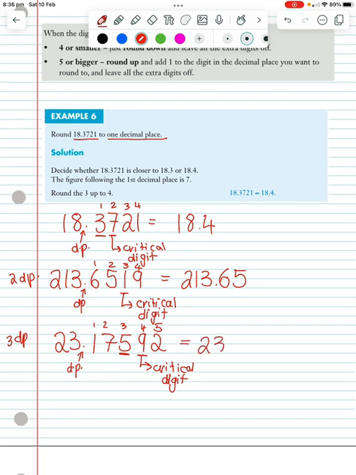So I leave my 23 the same, my 1, 2 digits are the same, and then that last digit I want to round to is 5, but my critical digit is 5 or bigger, so it's going to become 6.